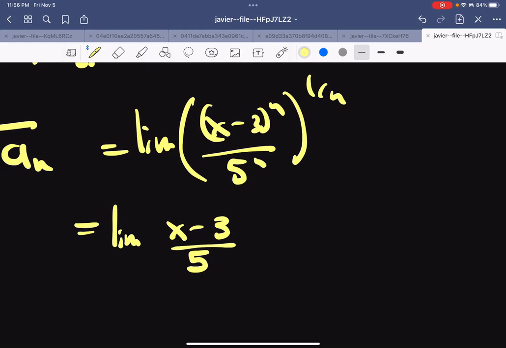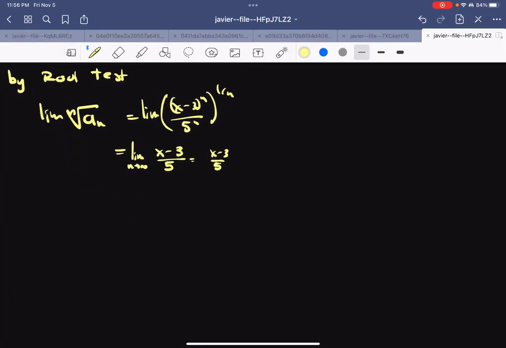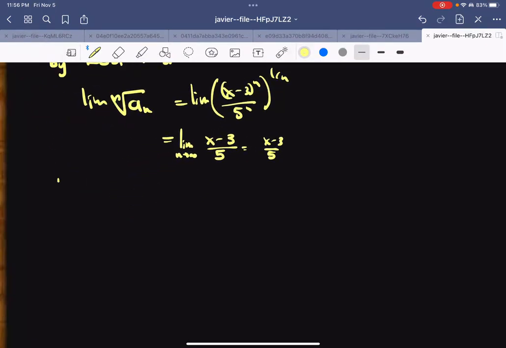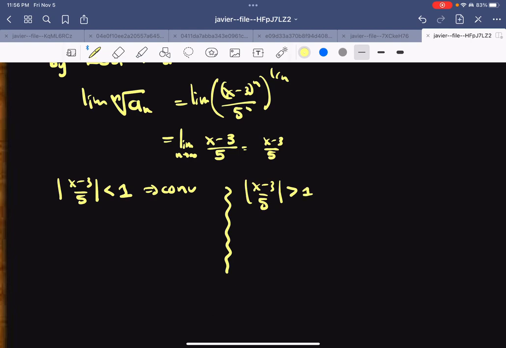And I'm taking the limit here as n runs towards infinity. That would just be (x minus 3) over 5. Now we have three cases. If (x minus 3) over 5 is less than 1, we have convergence. If (x minus 3) over 5 is greater than 1, we have divergence. If (x minus 3) over 5 is equal to 1, we have an inconclusive test. And so we go on and we check this.